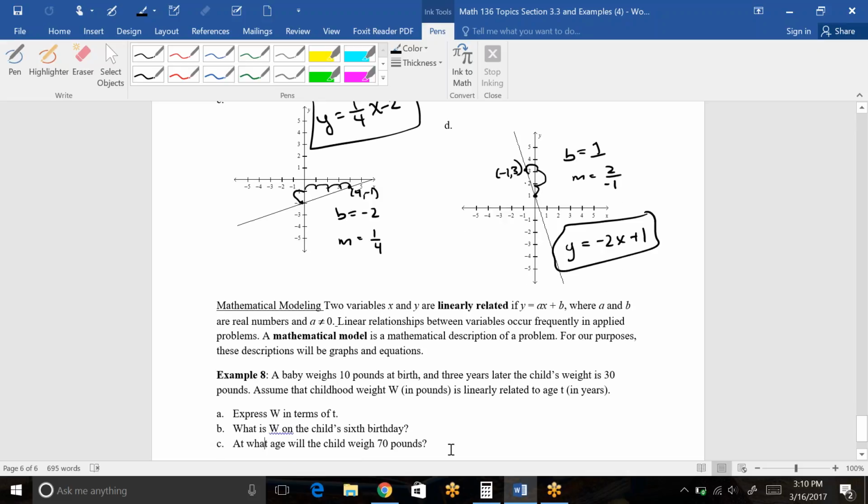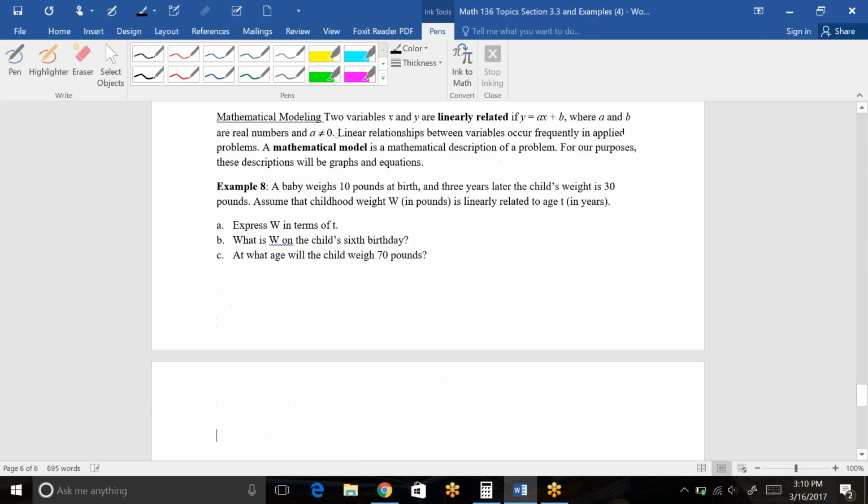The last one in this section is all about doing a word problem, essentially. But it's a very simple one because it's pretty much giving you everything you need to find slope and to get the equation. So a baby weighs 10 pounds at birth. It says assume that the child's weight in pounds is linearly related to the age. Whatever they relate to is usually your x. So this is going to be time in years and then comma weight. So at birth, your age is 0. So that would be the ordered pair 0, 10.